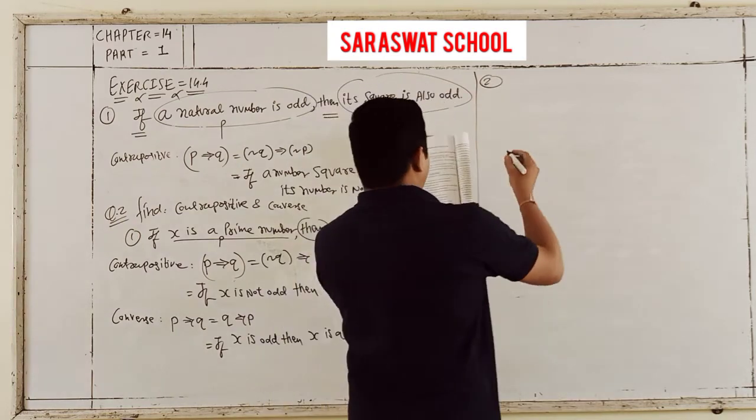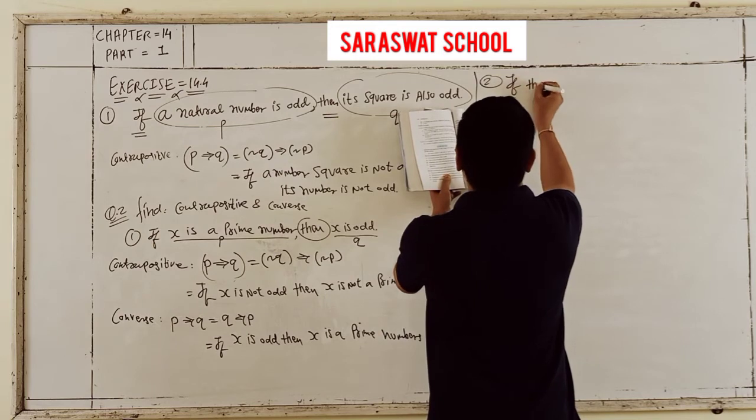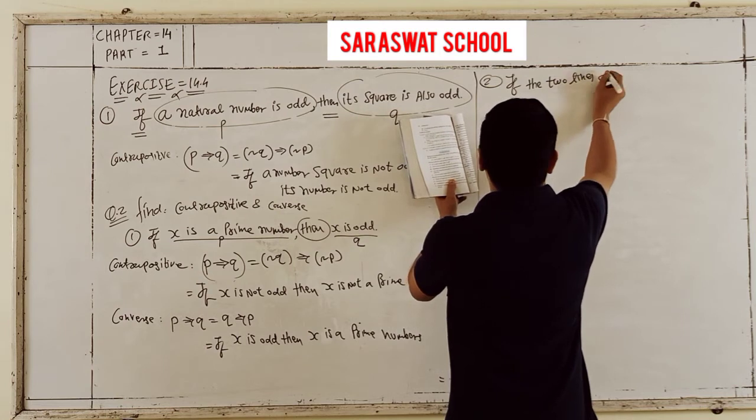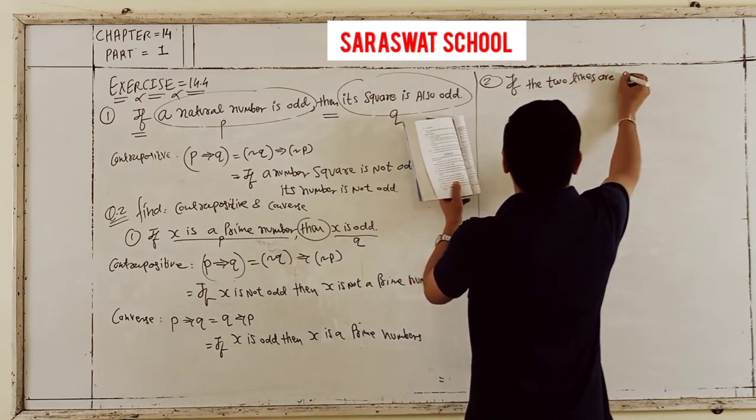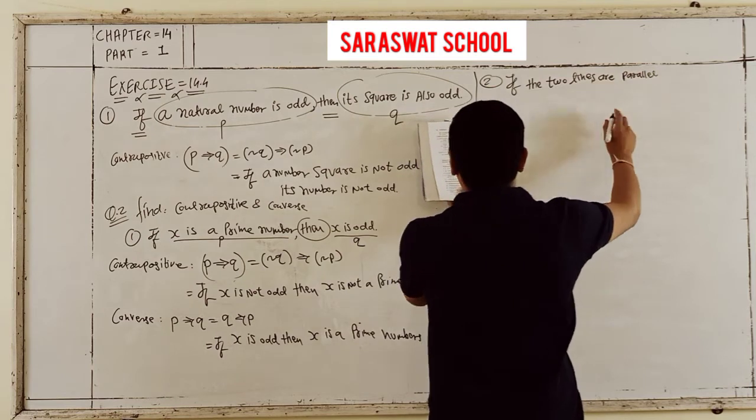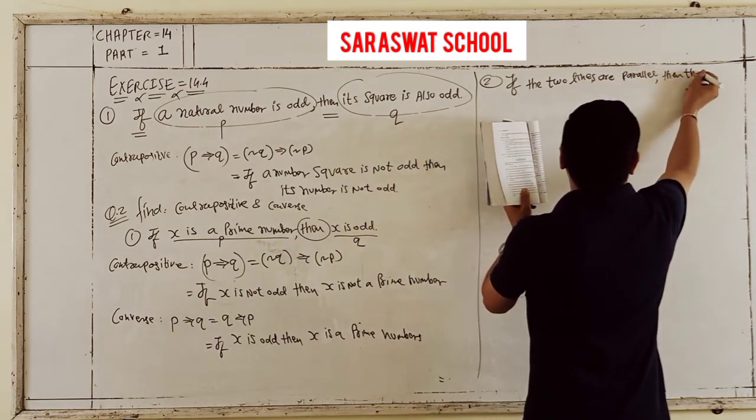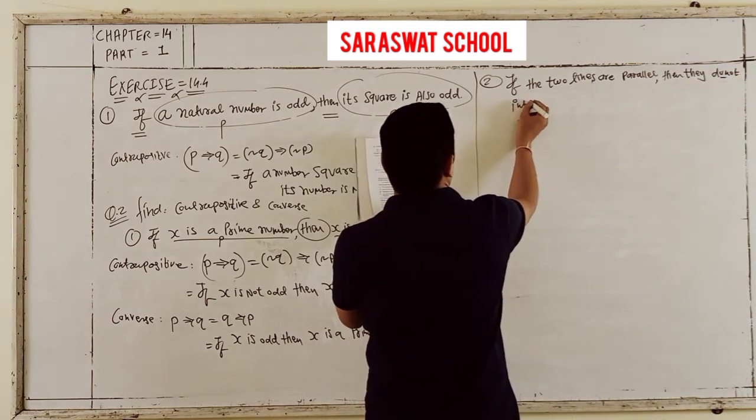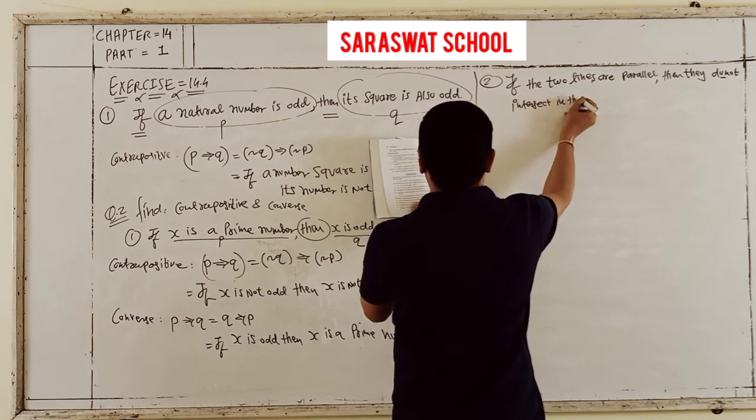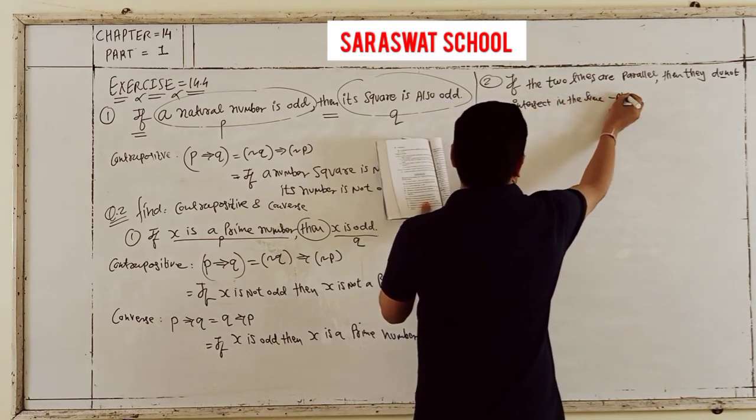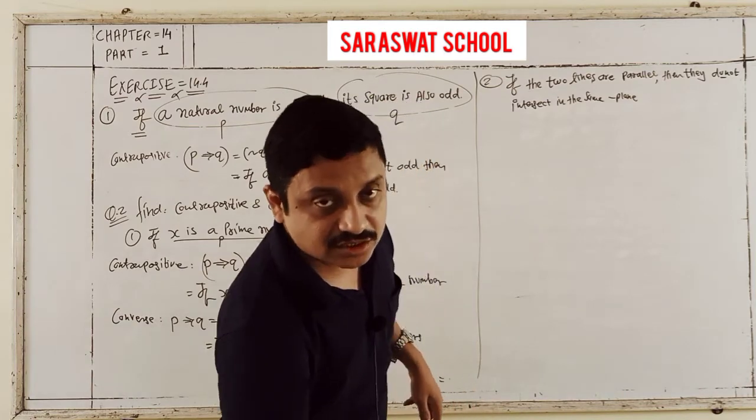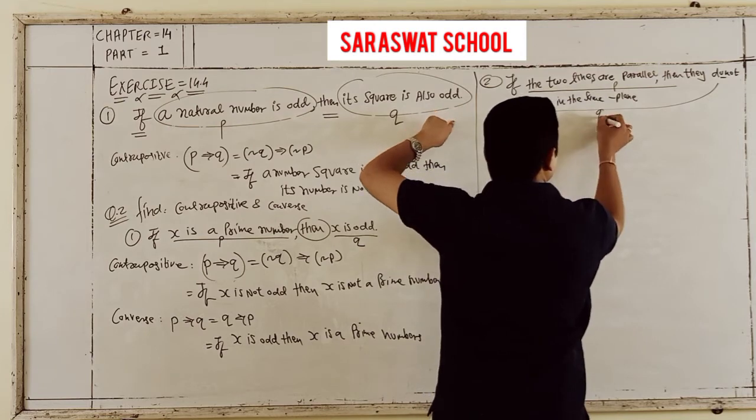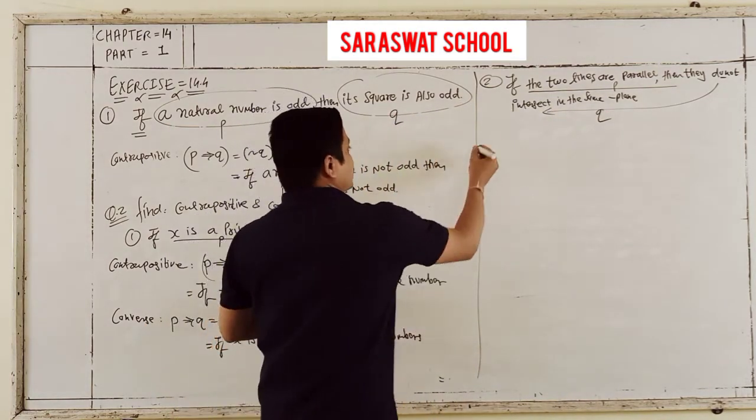If the two lines are parallel, then they do not intersect in the same plane. Students, here also I have two partitions. If the two lines are parallel, that is P, and the other after that is Q. So first, the contrapositive.